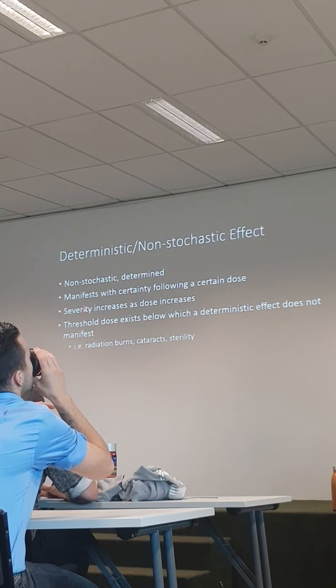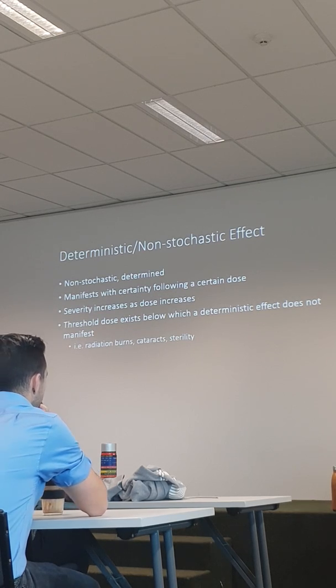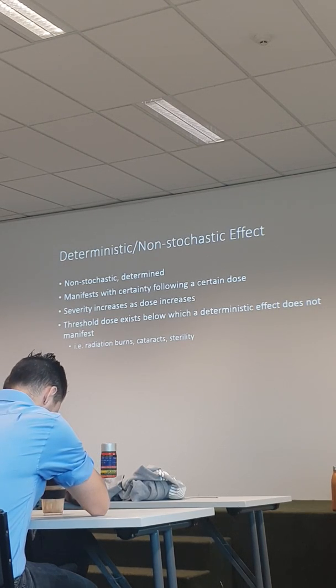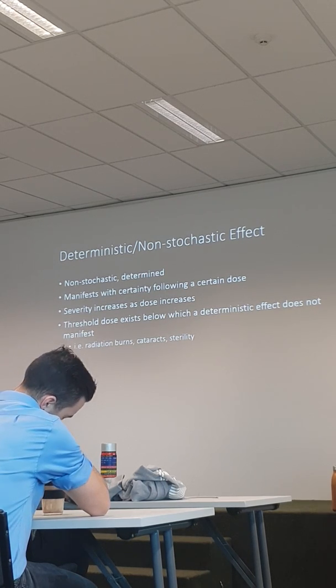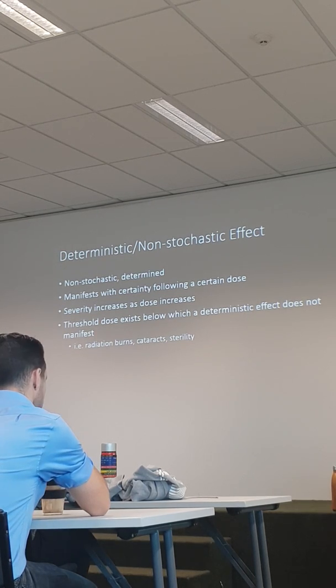However, once you get to a certain dose, say 100 rads, you will get skin erythema. I don't know the actual numbers, so don't worry about that, but everyone will get skin erythema at 100 rads. As you increase the radiation after that, so you go to 200 rads, the erythema is going to be worse. So the severity increases as the dose increases. There is a threshold, so it doesn't occur below that threshold. Radiation burns, cataracts, and sterility are some examples.